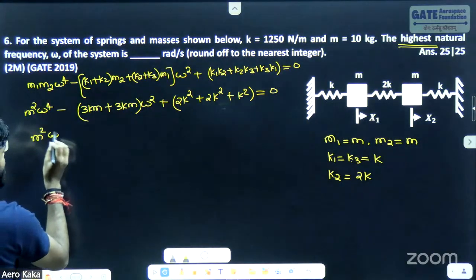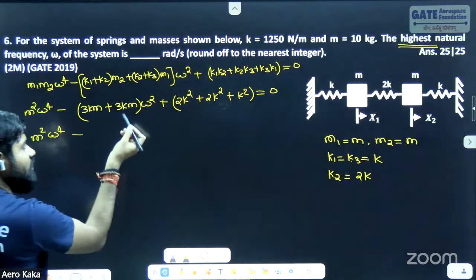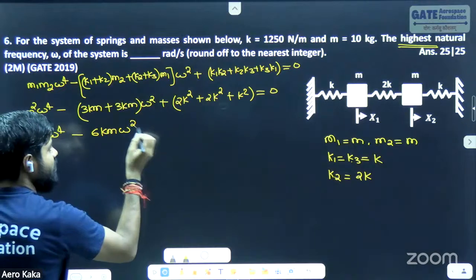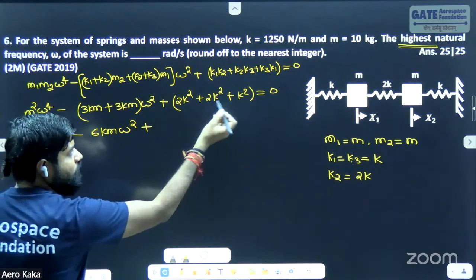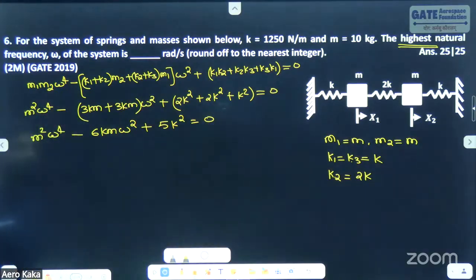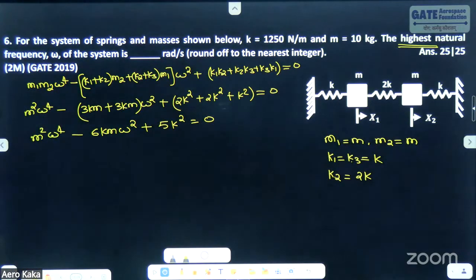M square omega raised to power 4 minus how much? 3 plus 3 is 6, so 6KM omega square plus 2 plus 4 plus 5K square, I'm getting. Are you getting this one? Please confirm.